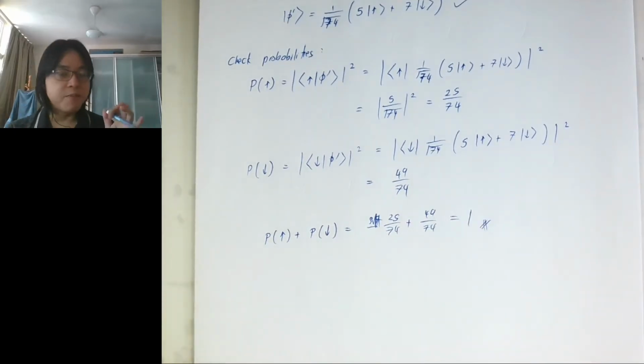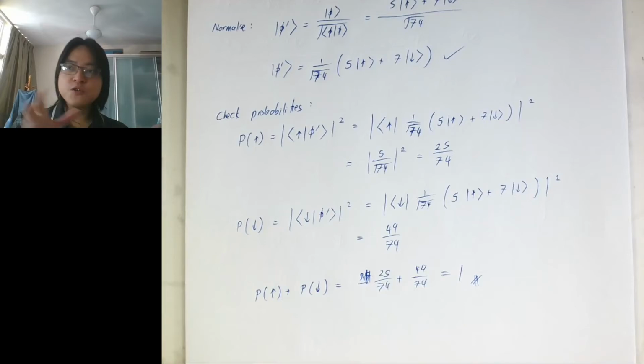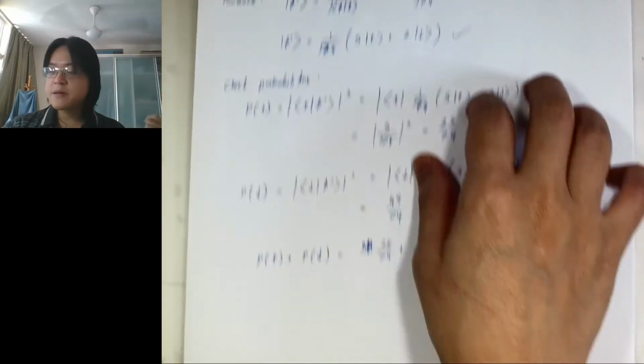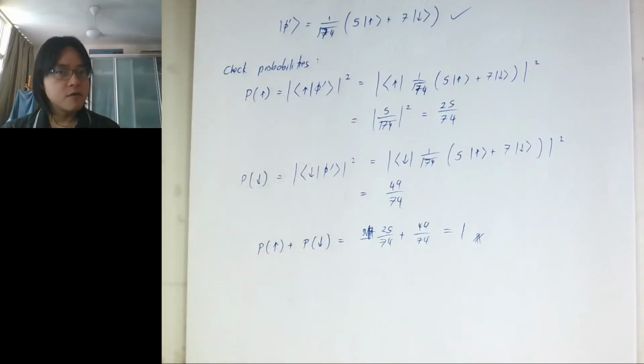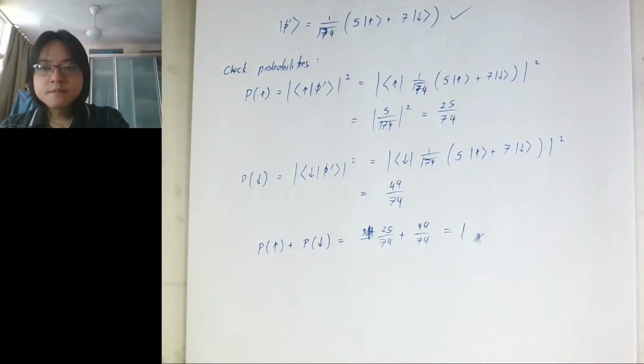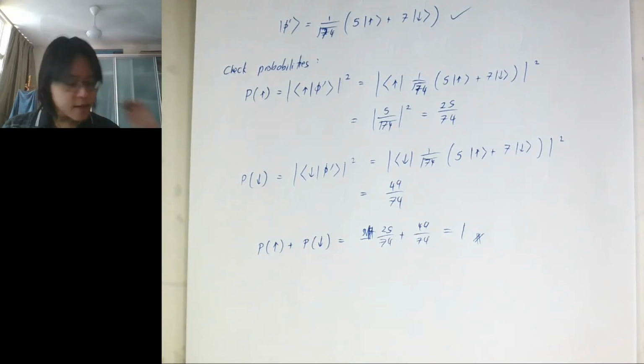So this is kind of important, right? Because sometimes after you feed your state through a quantum circuit, what comes out might be a state that is not normalized, and then the probability that you calculate might be wrong. So this is one of the things that you need to be careful about. Okay? Any questions?